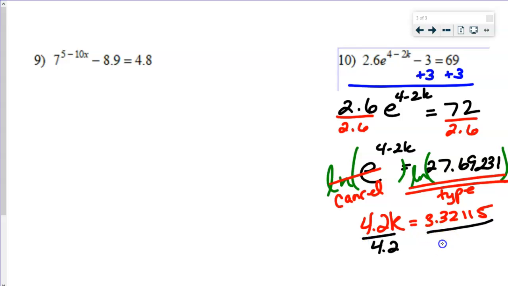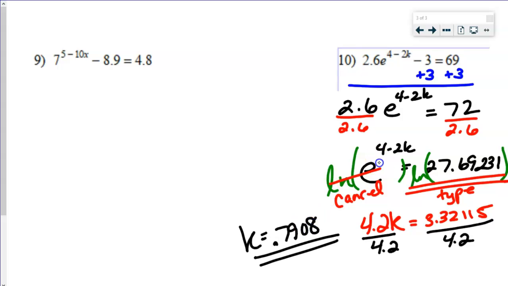The nice thing about working with these nicer calculators that have memory is that you can just keep using the answer from your previous step. You don't have to keep retyping things. So this comes out to approximately 0.79. I forgot what I'm rounding to, so I'm just going to round to that.